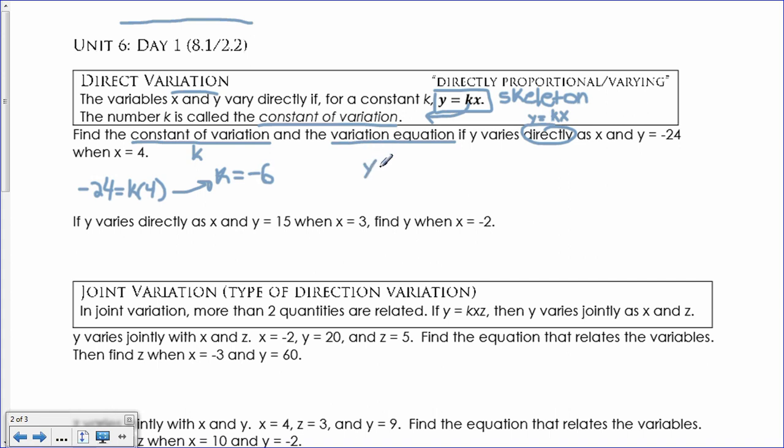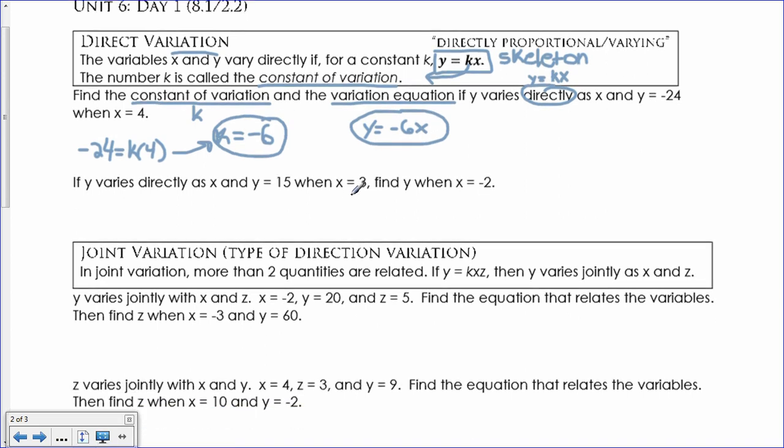Now we can write down this relationship. That's what it's looking for when it says the variation equation. You have to define k based on the information that they gave in the rest of the question. So the variation equation looks like that, and our constant of variation looks like that. So we've answered both parts of the question there.